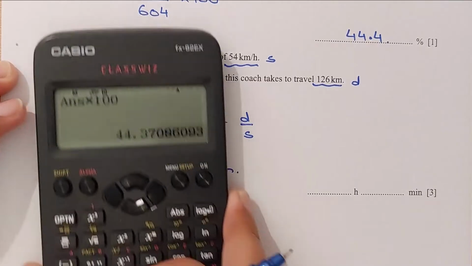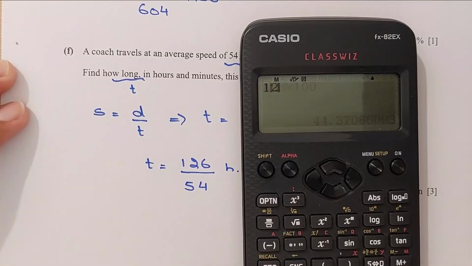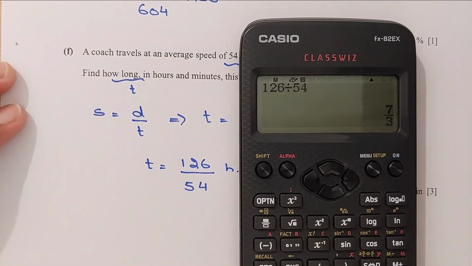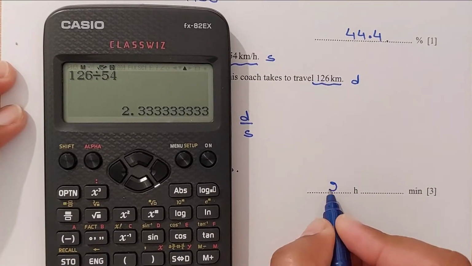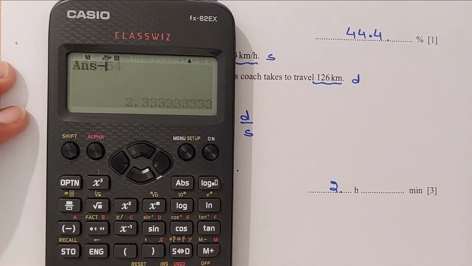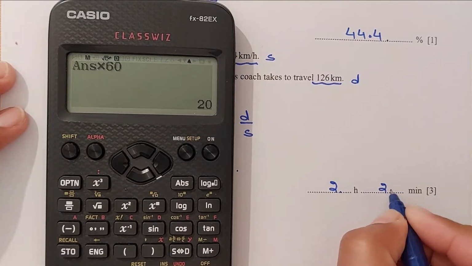Okay, now let me simplify. 126 divided by 54 is 2.3 hours. So basically 2 hours and how many minutes? So subtract 2 and times by 60, 20 minutes. 2 hours, 20 minutes.